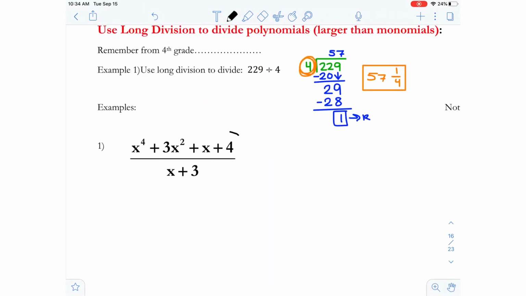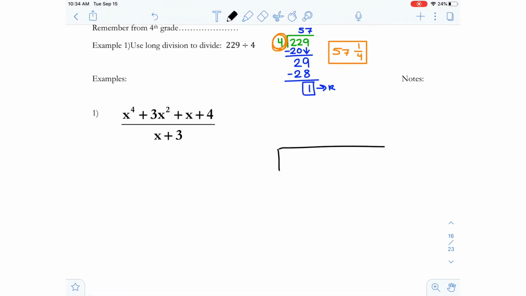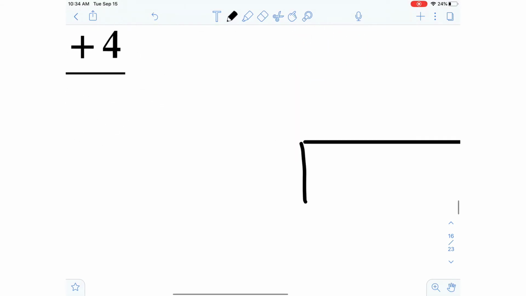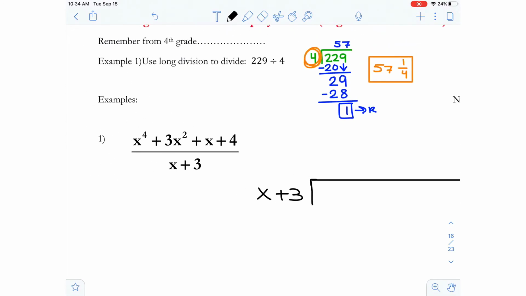So the first thing is we take this big part and we're gonna put it under our division sign, okay? And then the bottom part goes outside. So I'll put the x plus 3 out here. Now, one thing you have to really be careful of is you're not allowed to be missing a term.